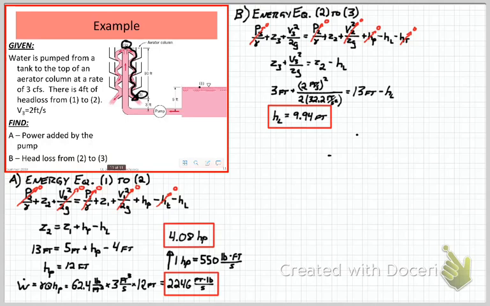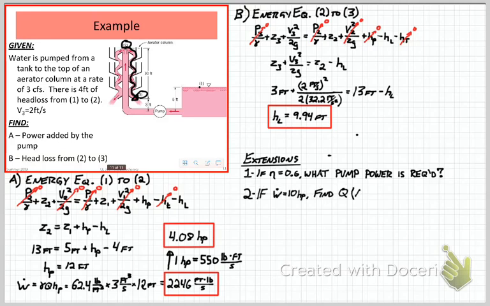Now if you've gotten through this and you're still wanting to work more on the energy equation, I've thought about a few extensions to this problem for you. One of those relating to pump efficiency. So if the efficiency of the pump was 0.6, what power of the pump would actually be required? So how much energy would we have to put into the pump, or what size pump would be required to actually deliver that 4.08 horsepower to the fluid.